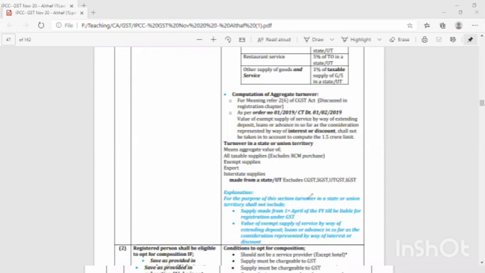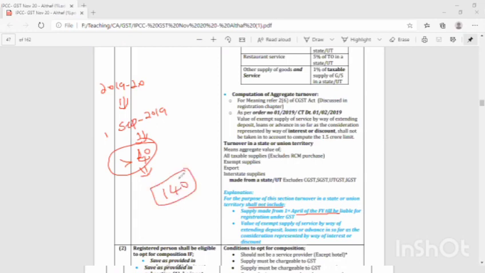For the purpose of this section, turnover in state or Union territory shall not include supply made from 1st April of the financial year till the day the person becomes liable for registration under GST. What they're saying is that suppose you were not liable for registration, you are not a registered person till here, but in 2019-20, for example, on 1st September 2019, your turnover crossed 40 lakhs. That means you're liable for registration, and in 2019-20 your total turnover comes to, for example, 140 lakhs.